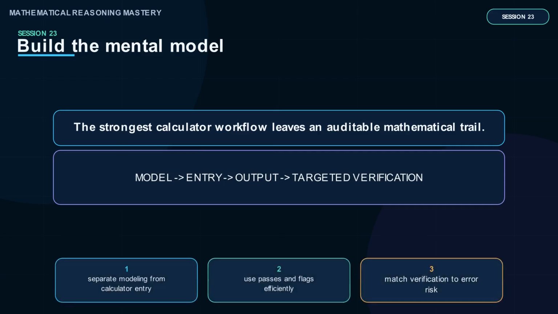The first goal is to separate modeling from calculator entry. Connected to the second goal, use passes and flags efficiently. Correct calculation begins with correct interpretation. When the surface details change, search for the same relationship underneath. Transfer means choosing the structure from evidence rather than waiting for a familiar-looking example.